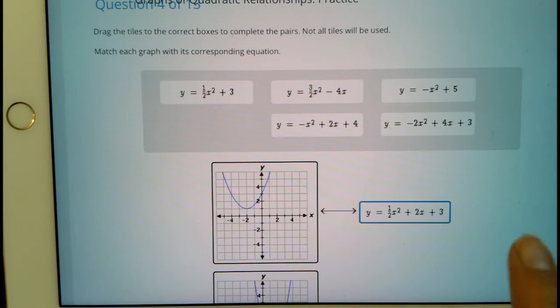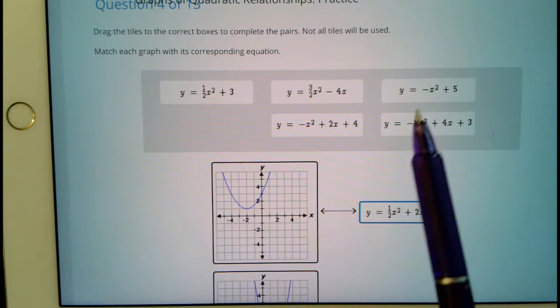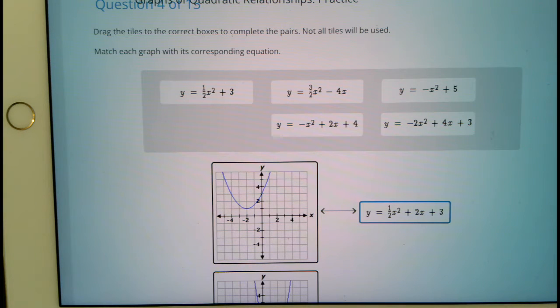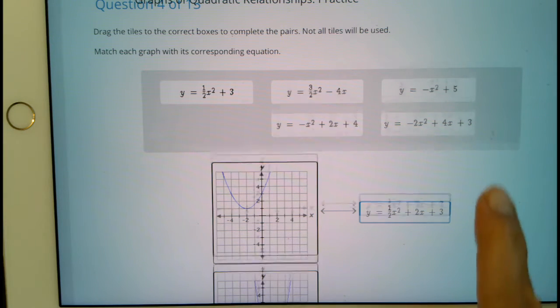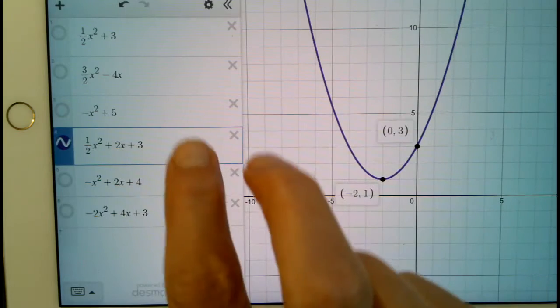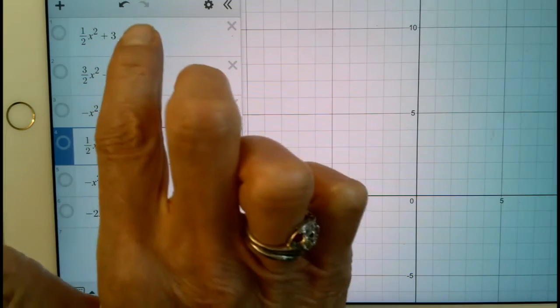And I kind of started to say it, but I don't think that I completely said it. The thing is, if there's a negative in front of the x squared term, it's going to flip the graph upside down. And this second graph is right side up. So it's going to be one of our first 2 choices here on Desmos. Now I'm going to turn this one off.